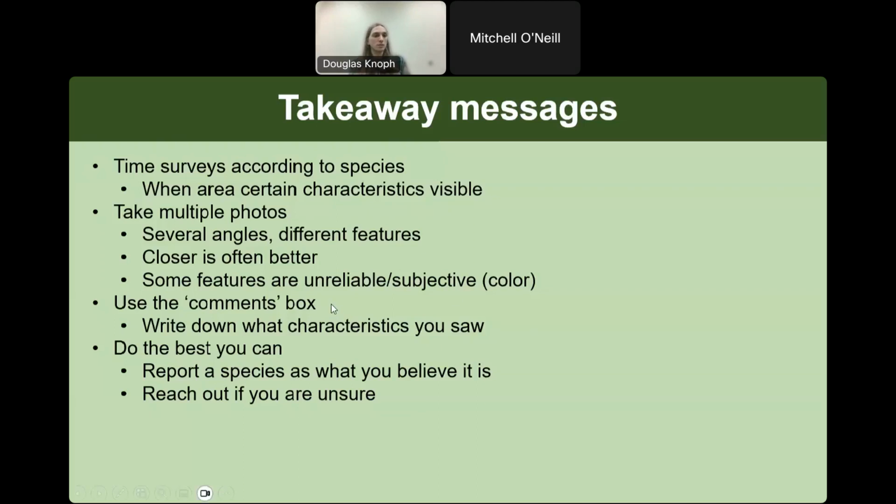Using the comments box. So whenever you report a species to iMapInvasives, no matter what tool you're using or what method, there is an area for you to write additional information in a comments box. This is a really good place, if you're taking a photo of a single individual in a large population, that's where you can say, there's a monoculture that's a half acre large. You can kind of give more idea of what the site really looks like. And you can also specifically mention what identifying features you used to come to the conclusion of which species you reported it as.